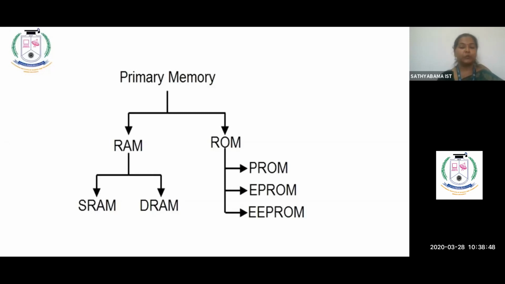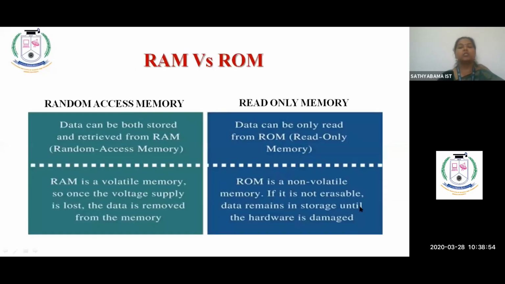Before getting into that, let's first see the basic common differences between RAM versus ROM. The most common differences between RAM and ROM are listed below. The very first point is that RAM is considered to be a temporary memory, whereas ROM is considered to be a permanent memory.